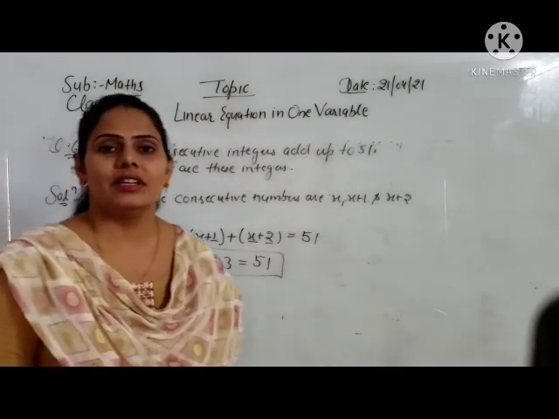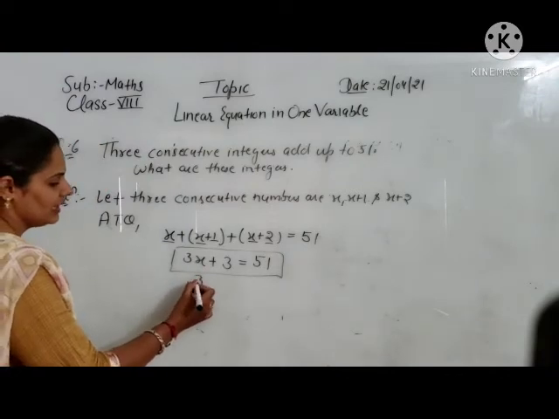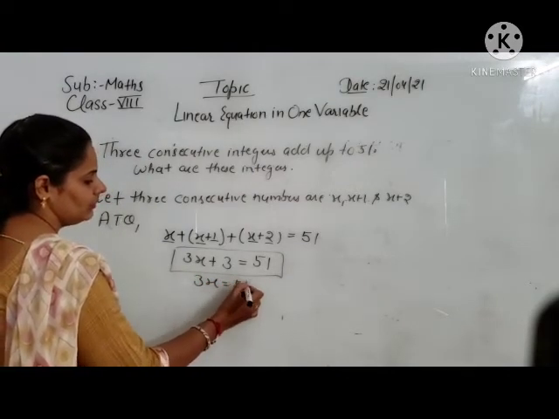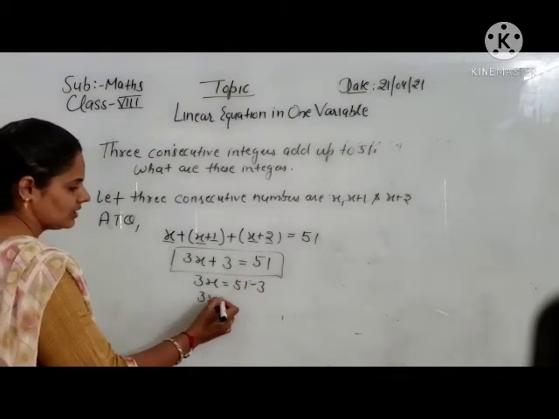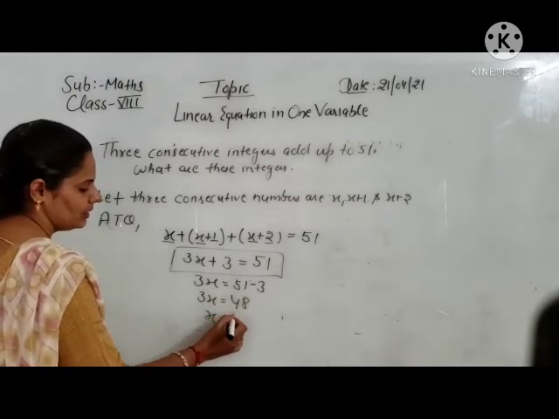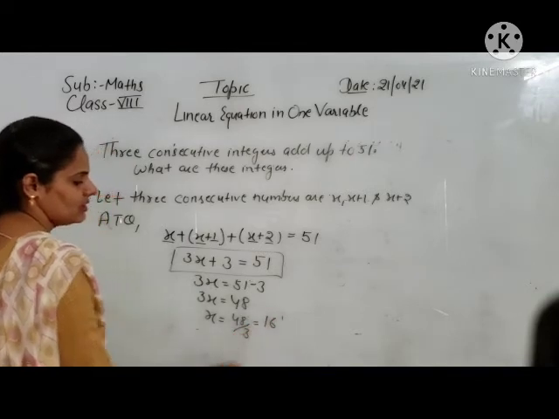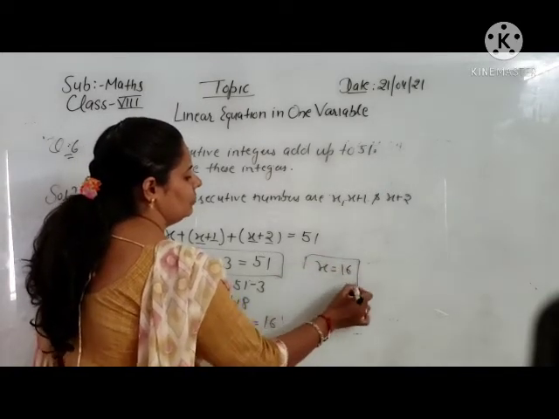Now again you can see this equation. So which type of equation, beta? Again a linear equation in one variable. So how will you solve? 3x on one side, 51 on the other. The 3 you will take to the right-hand side, so it will come with subtraction. So 3x is equal to 48 and x will be equal to 48 divided by 3. So you will get the answer 16. So here you are getting the value of x equal to 16.